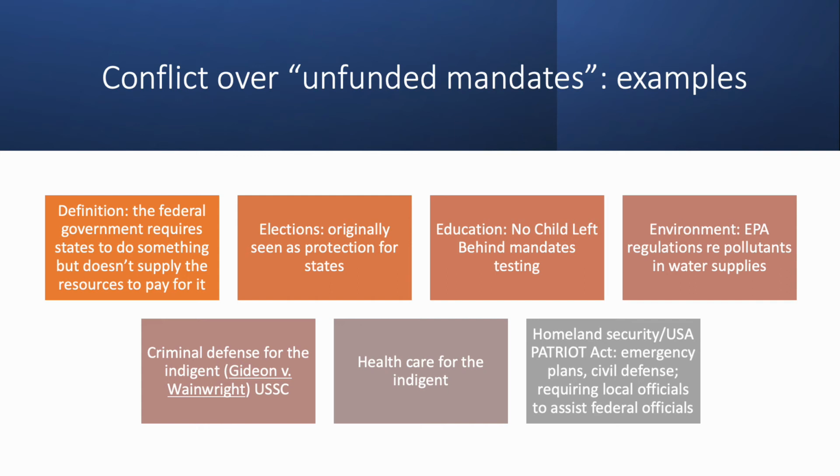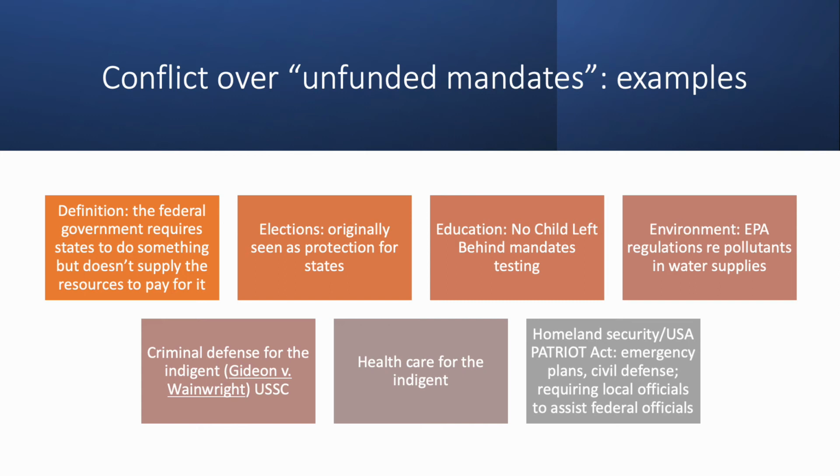An unfunded mandate would be in elections or education. The No Child Left Behind law passed by Congress mandates testing of students. Students have to be tested, but it doesn't give states money to do the testing with, just as you have to do it. Elections: states run elections for national office, like the president, but the federal government doesn't pay for the elections. And there are many other such areas.